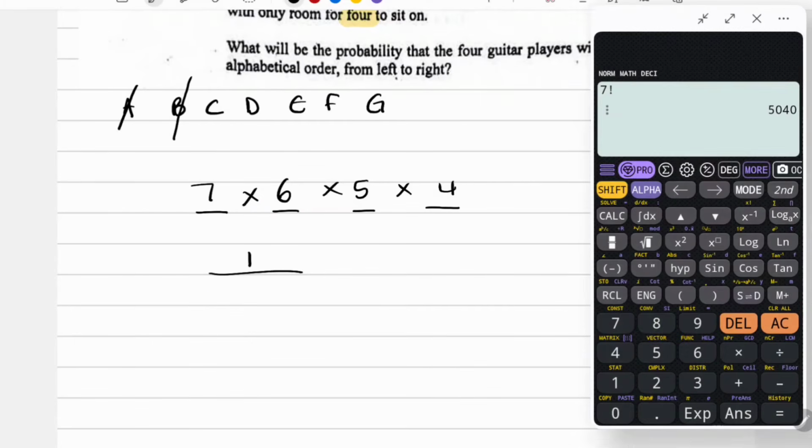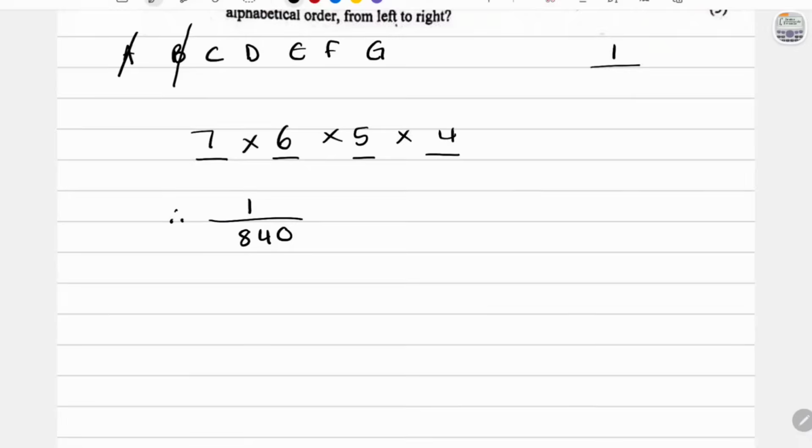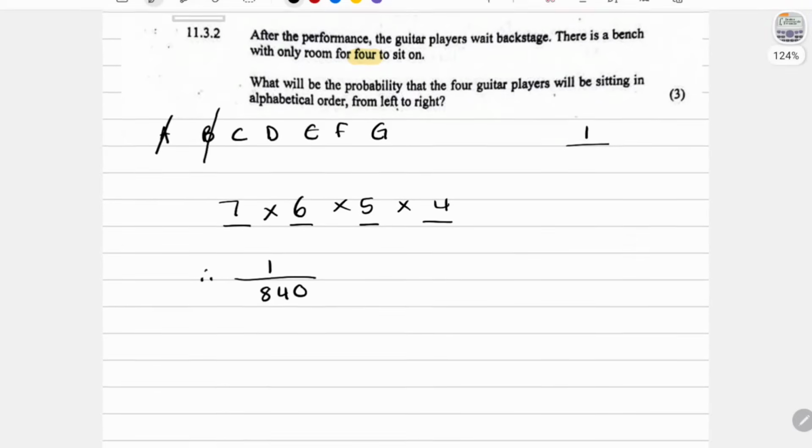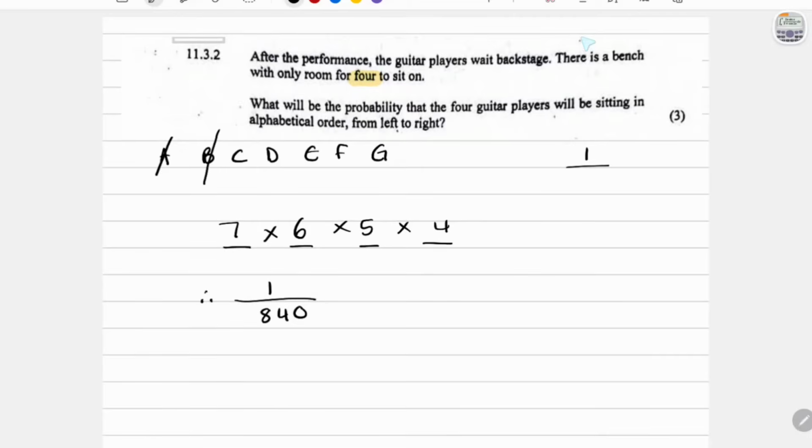If we multiply that, let's see what that gives us. 7 times 6 times 5 times 4 is 840. So the probability is 1 over 840. Okay, so that's the answer there. And then moving on to the next question.